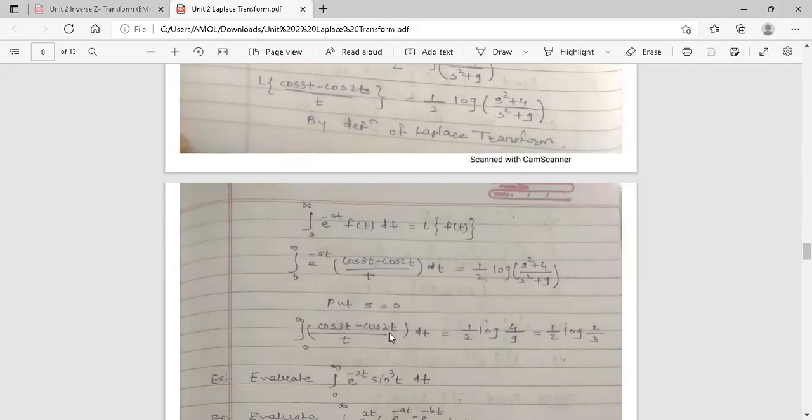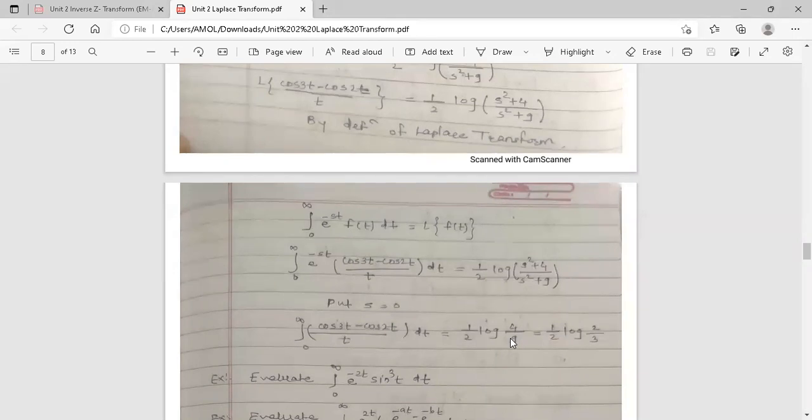Cos 3t minus cos 2t upon t dt is equal to 1 by 2 into, with s as 0, log of 4 upon 9. 1 by 2 log of 4 by 9 means log of 2 by 3. And so this is the answer.